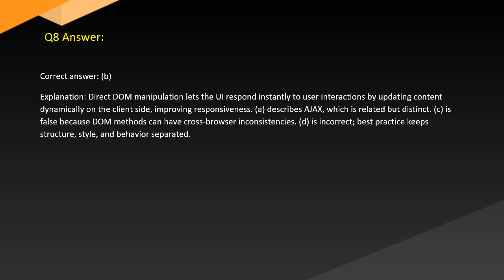Answer. Correct answer, B. Explanation. Direct DOM manipulation lets the UI respond instantly to user interactions by updating content dynamically on the client side, improving responsiveness. A describes Ajax, which is related but distinct. C is false because DOM methods can have cross-browser inconsistencies. D is incorrect. Best practice keeps structure, style, and behavior separated.